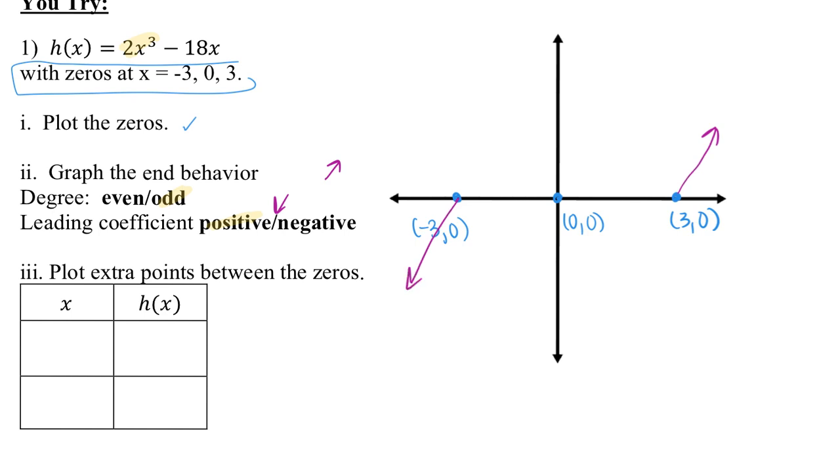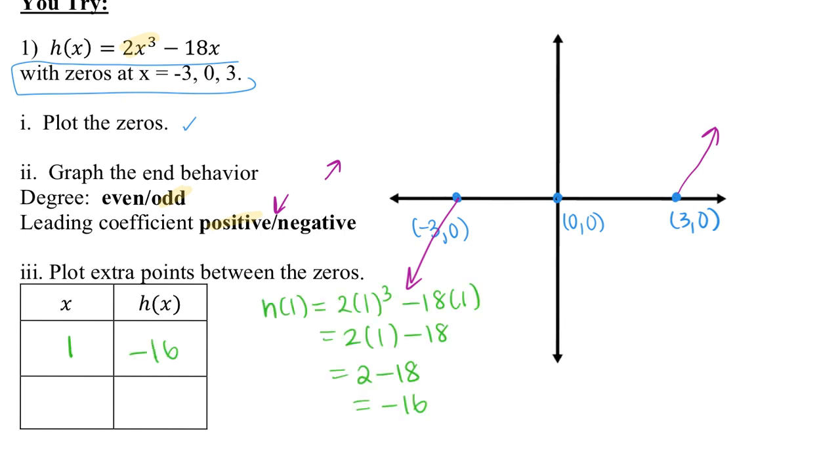Okay, I'm going to pick some points in between. So between 0 and 3, I might pick 1, I might pick 2. Whichever one looks easier is the one you will plug in. I think 1 is easier. But if you think 2 is easier, plug in 2, and our graphs will be similar, even though they're not the exact same. Okay, for h of 1, I got -16.